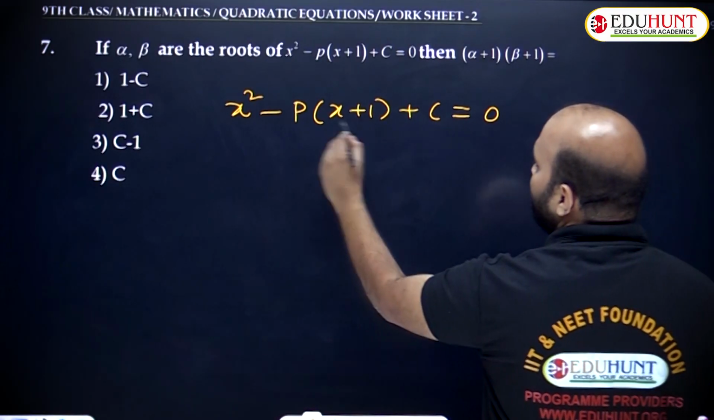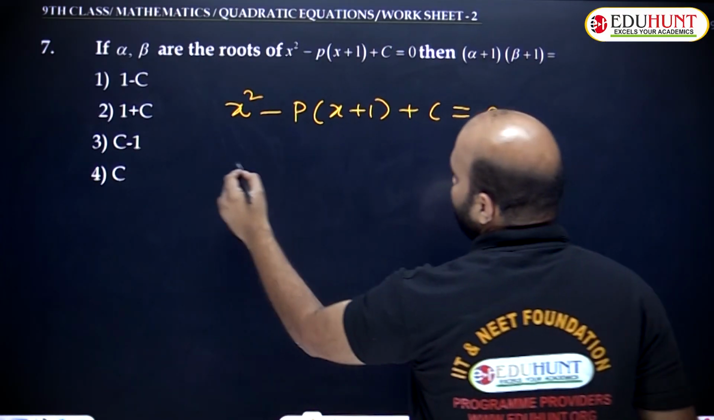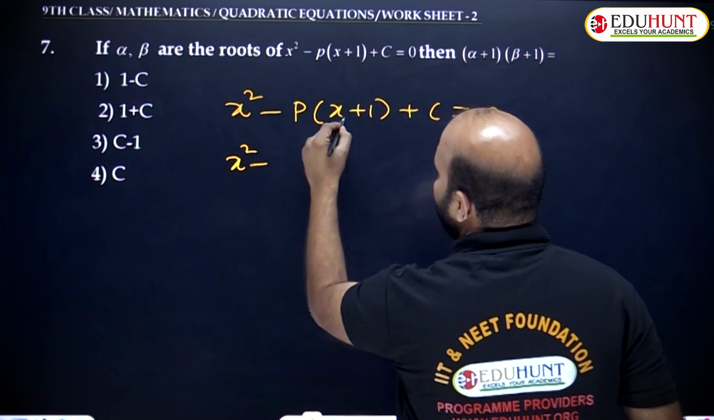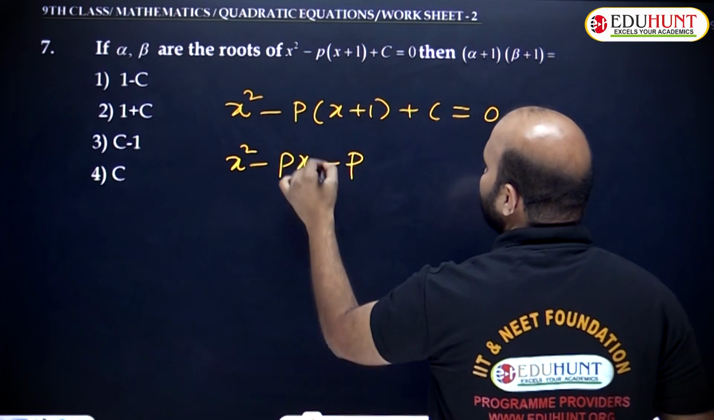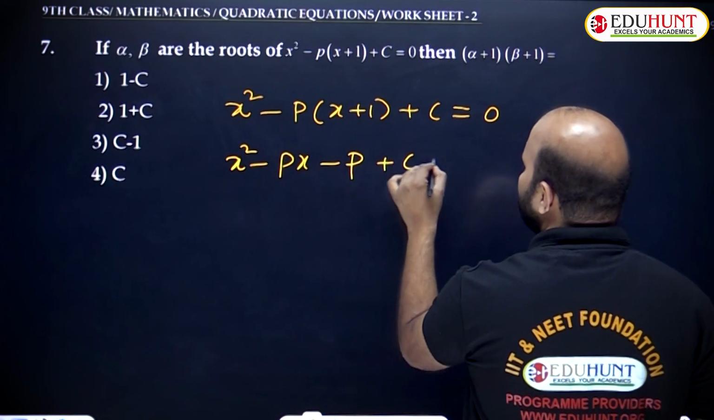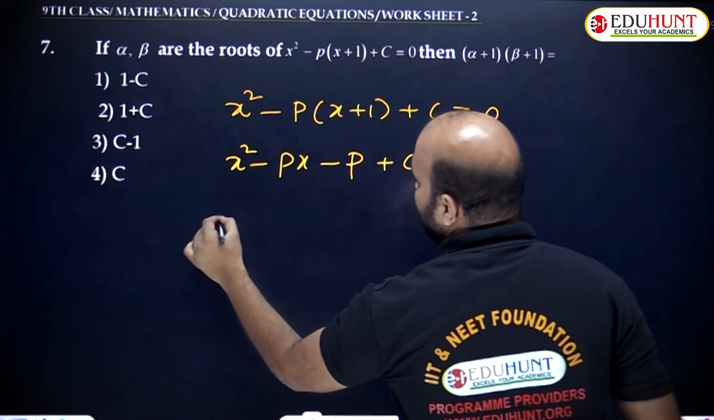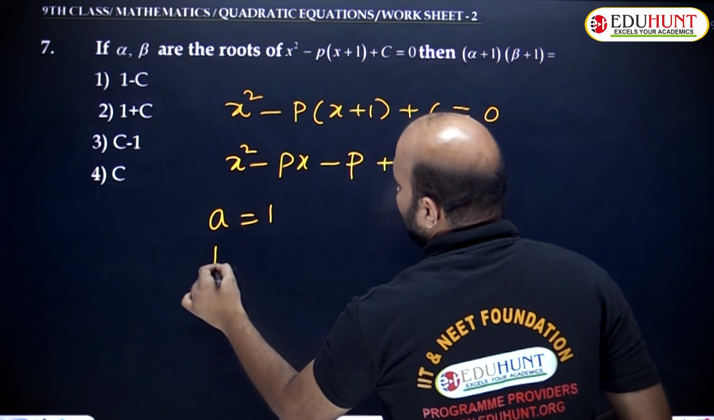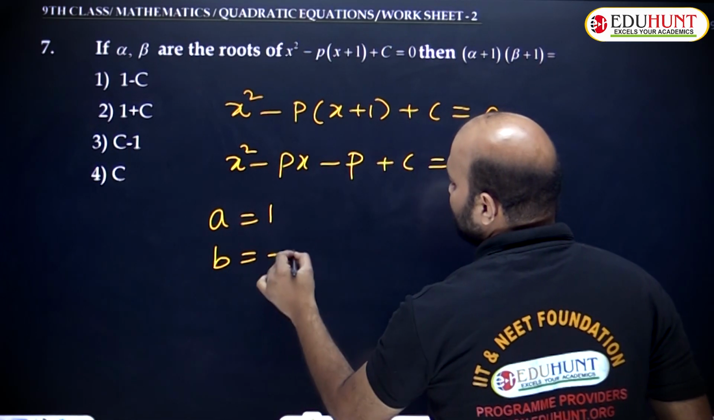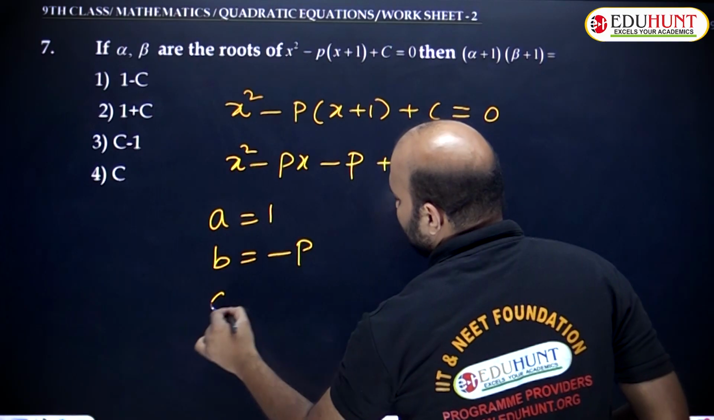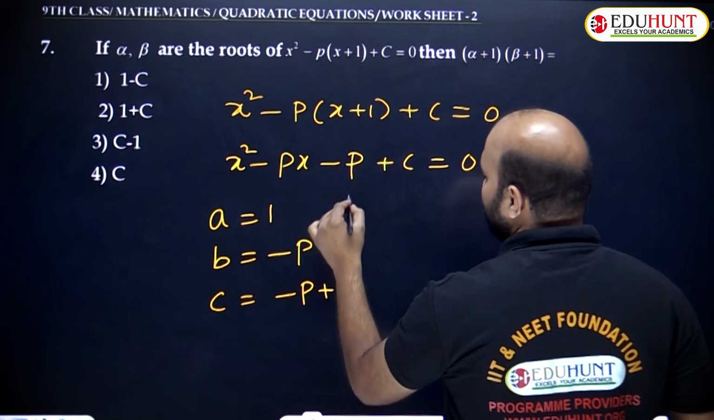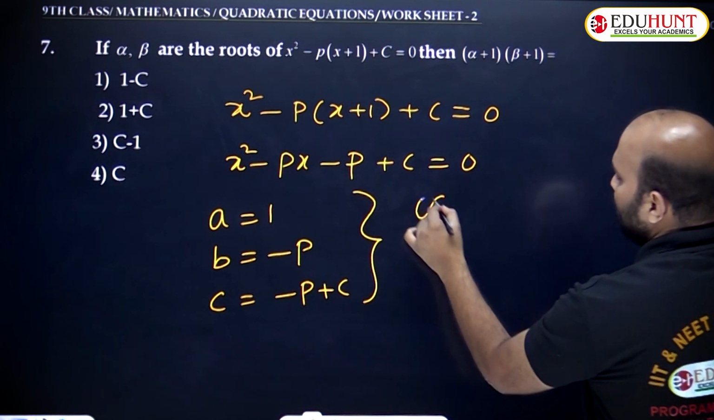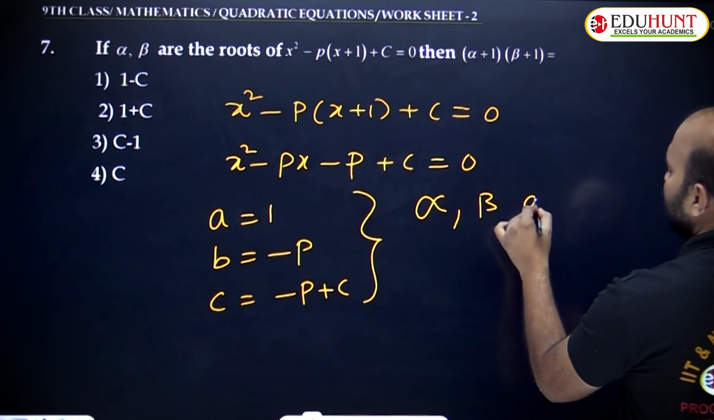Firstly it can be written as x square minus p into x, that is px, minus p into 1, that is minus p, plus c equals 0. So here the x square coefficient a value is 1, the x coefficient b value is minus p, and the constant c value is minus p plus c.